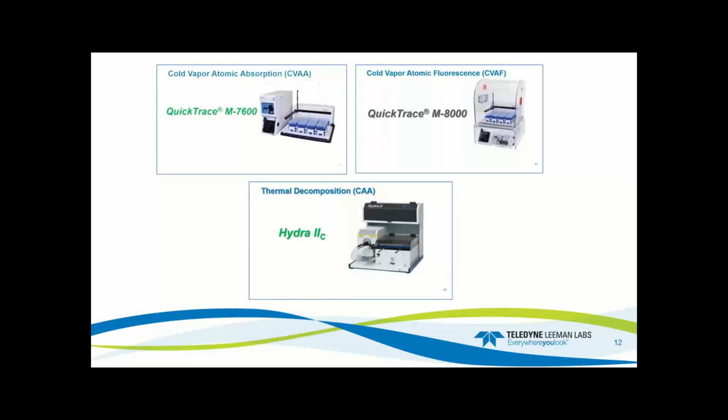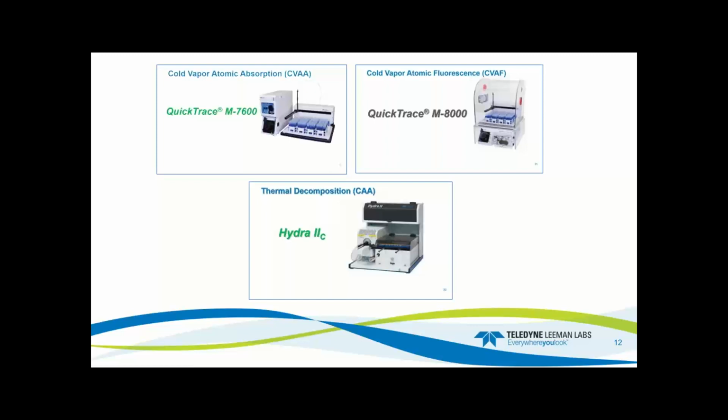This is kind of a family portrait of our Mercury instruments here at Teledyne Leeman Labs. So first up, we have the Quick Trace M7600. This operates by chemical reduction of the sample, followed by cold vapor atomic absorption. So it can measure mercury in the sub-nanogram per liter to high microgram per liter ranges. Then we have the Quick Trace M8000. So this also operates by detecting mercury in aqueous samples by chemical reduction, but it has the option to pre-concentrate the mercury using gold trap amalgamation, and it's followed by cold vapor atomic fluorescence.